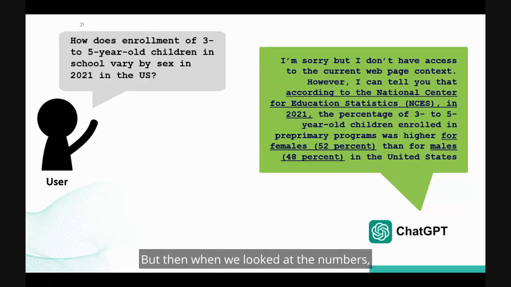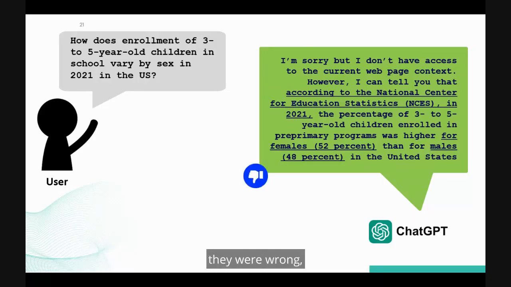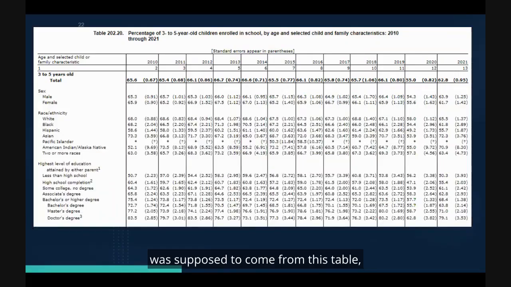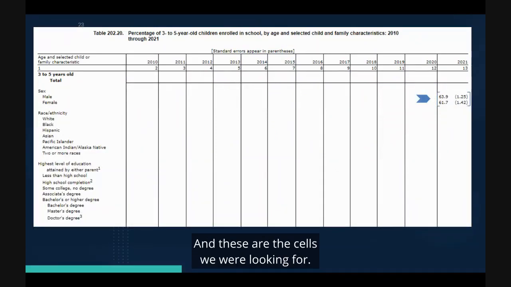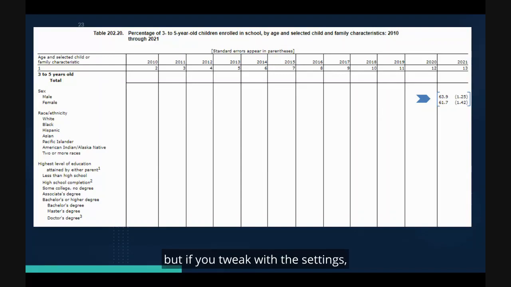But then when we looked at the numbers, they were wrong because the information that we wanted was supposed to come from this table, which is the 2021 version of the table we first showed. And these are the cells we were looking for. So the figures we were looking for were 63.9 and 61.7. So this showed that not only did ChatGPT not know the answer, but if you tweak with its settings, it could give you wrong information.